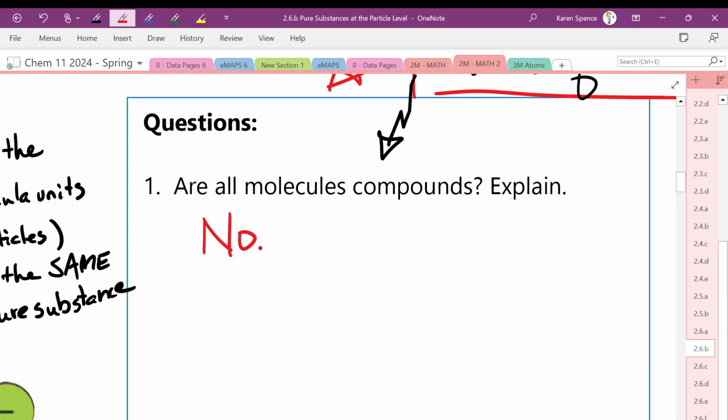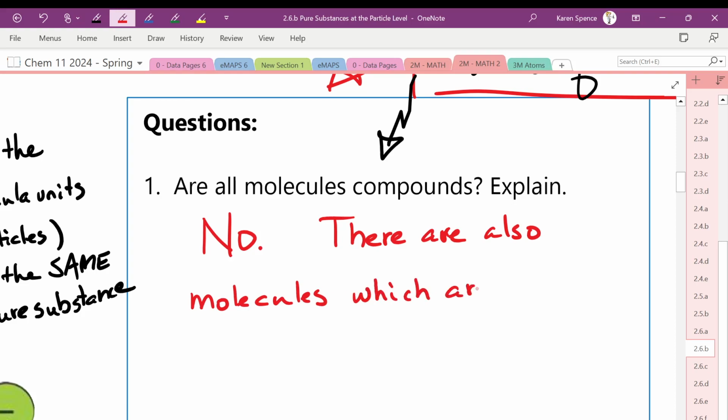Yeah. There are diatomic molecules. And not just diatomic, because HCl is a diatomic molecule, and that is a compound. But there are also molecules. I know what you're trying to say. I get it. There are also molecules which are... Should be go to blank, one word, diatomic.